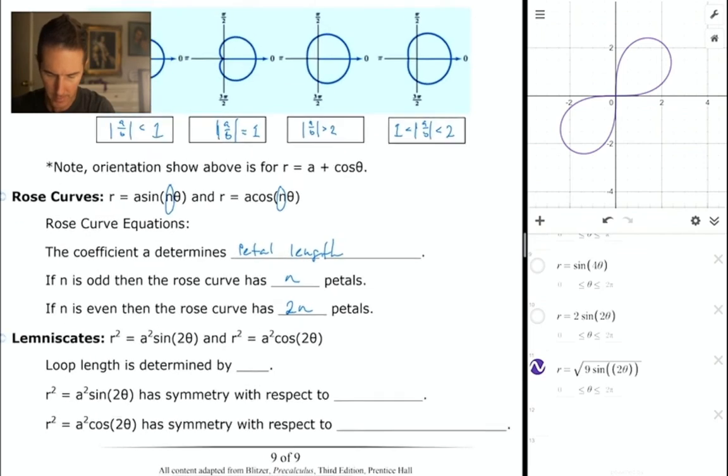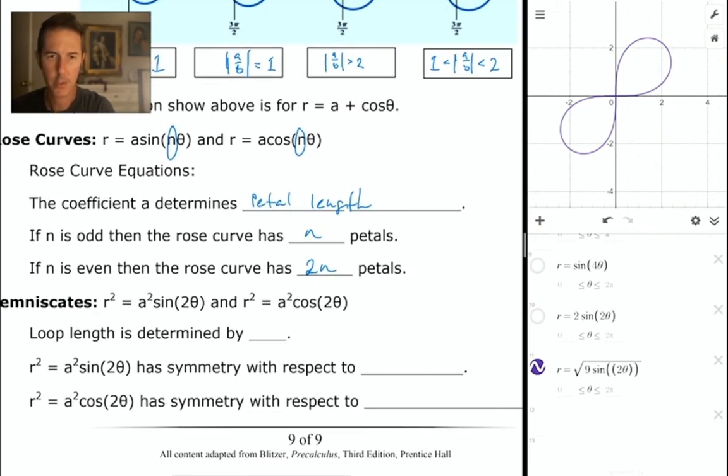And notice that the loop length is, as I mentioned earlier, determined by the 9. However, the length of those loops was not actually 9, it was 3, because the coefficient on sine and cosine looked like a 9, but that 9 was actually a 3 squared. So the loop length is determined by A, which you might want to write in as being the square root of the coefficient on the trig function. And then there's no question about number of petals like there was with the rose curve. There's always only going to be 2 petals.